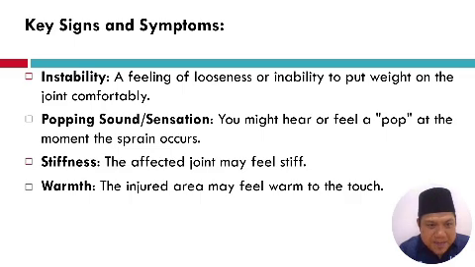Next is instability, a feeling of looseness or inability to put weight on the joint comfortably. Popping sound and sensation, you might hear or feel a pop at the moment the sprain occurs. Stiffness, the affected joint may feel stiff. And lastly is warmth, the injured area may feel warm to the touch.